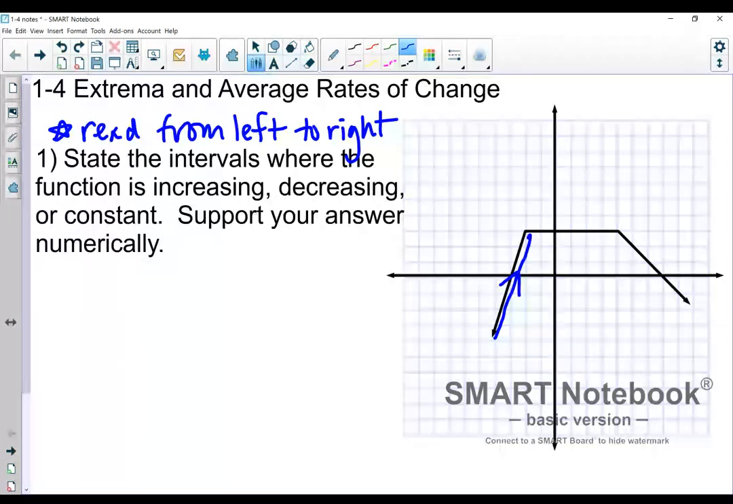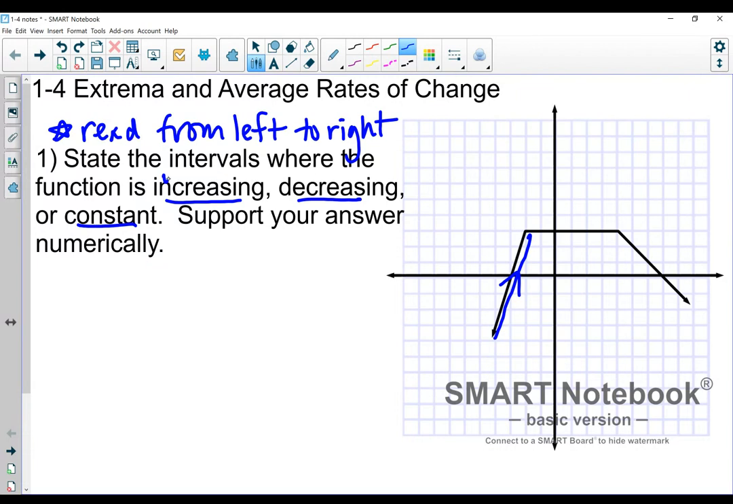The second thing I want to warn you about is that when we're talking about where the function is increasing, decreasing, or constant, we really mean where y is decreasing, increasing, or constant. So when we support our answers, when we are giving intervals, that's our x's. So really we're saying, where is y increasing, decreasing, or constant? And what is the x value when it's doing that?